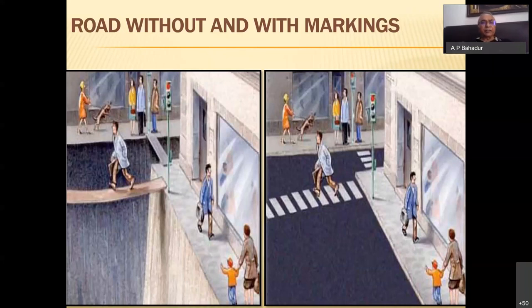Similarly, if there is no pavement marking and you have to cross the road, you get a perceived danger as if you are crossing a tunnel or a deep ditch. And if the pavement marking is there, then you feel so comfortable. So that's the importance of the pavement marking, especially for the first time user at night.